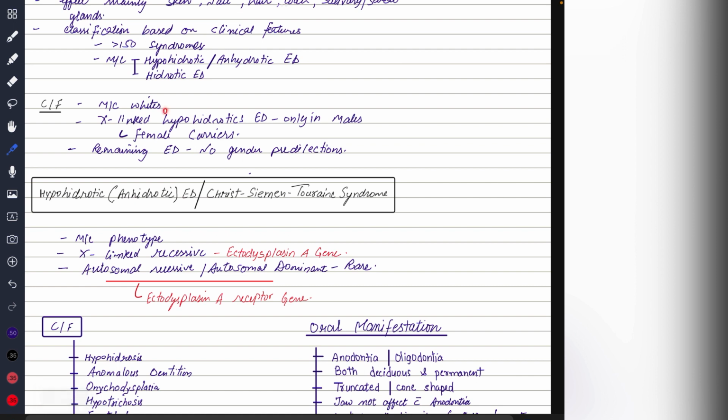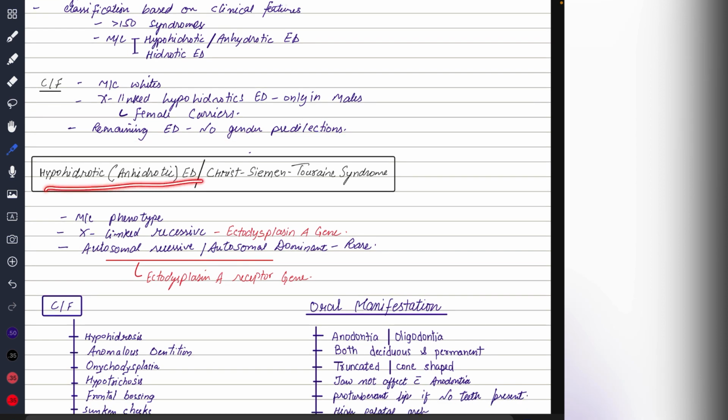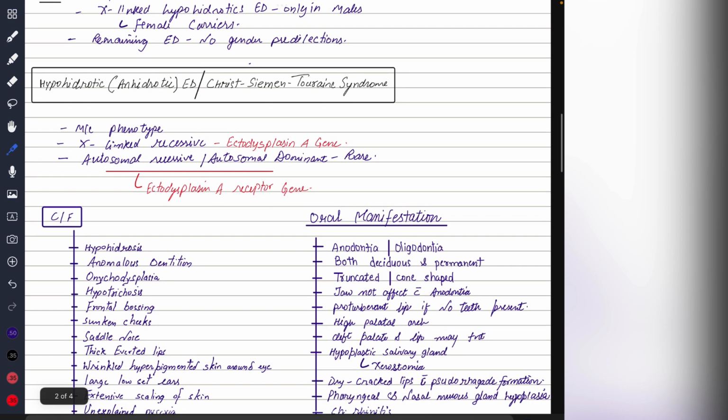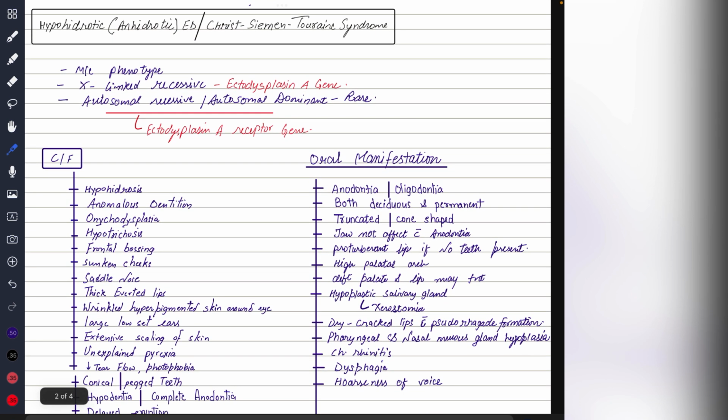Clinically, these are most common in whites. In almost all of them, there is no gender predilection except in one, which is hypohidrotic. In these cases, it is more common in males. Basically, it only occurs in males, because females are carriers for this pathology. So it's an X-linked recessive disease. It's X-linked, so basically it only occurs in men. Right, so you can remember it this way.